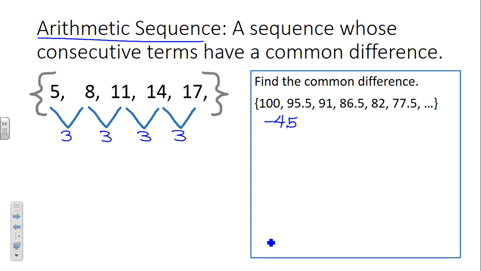So we have to be careful. If it's decreasing as it's going along, then we know it's a negative, and if it's increasing, it's a positive. Or you can take 95 and 5/10 minus 100 and get negative 4.5, or 4 and 5/10. All right, questions on these? All right, not too bad so far.